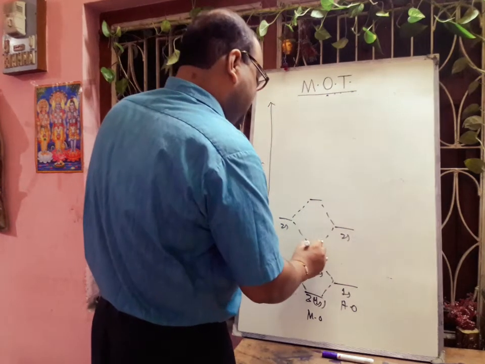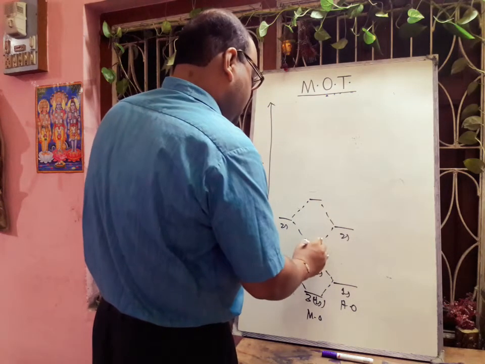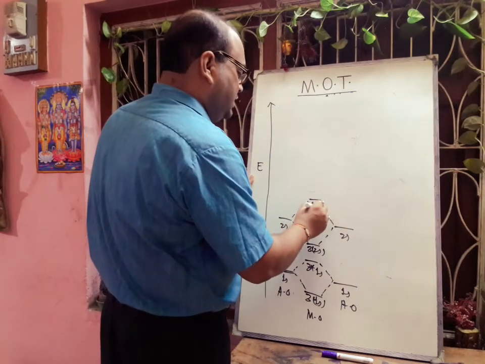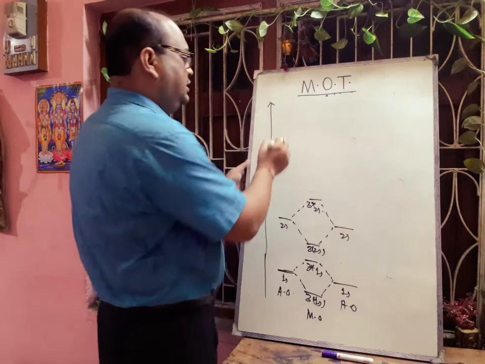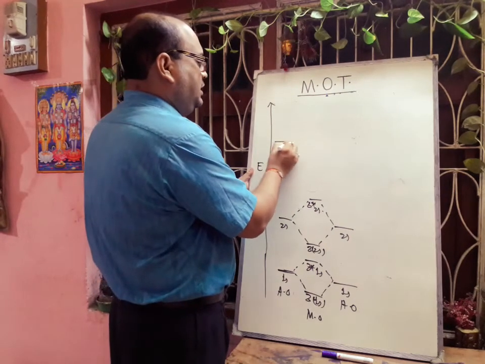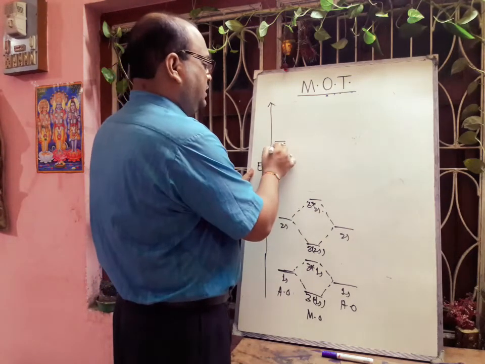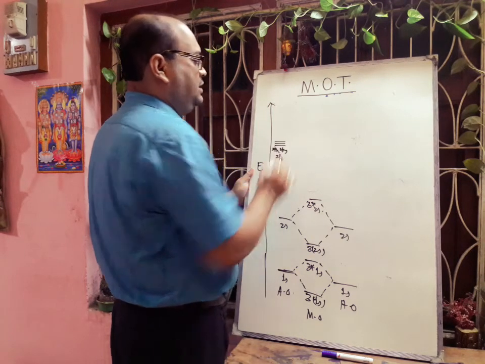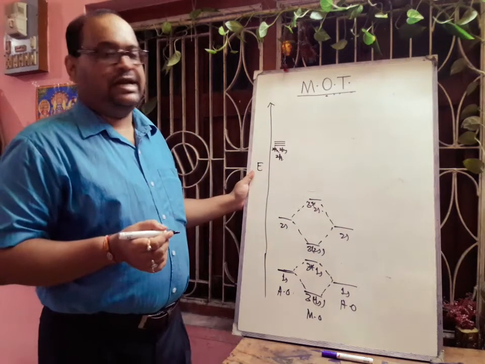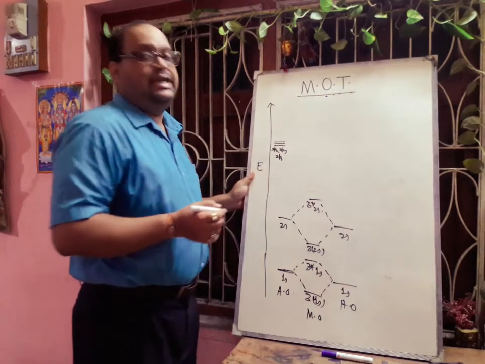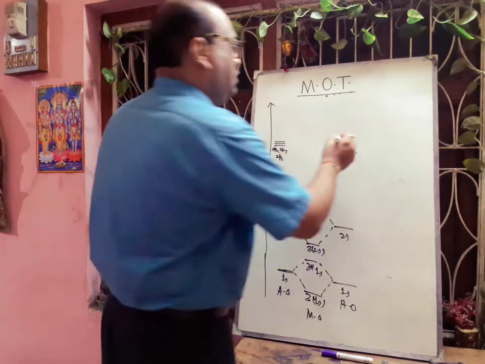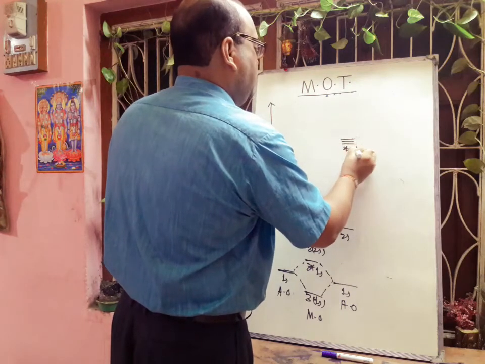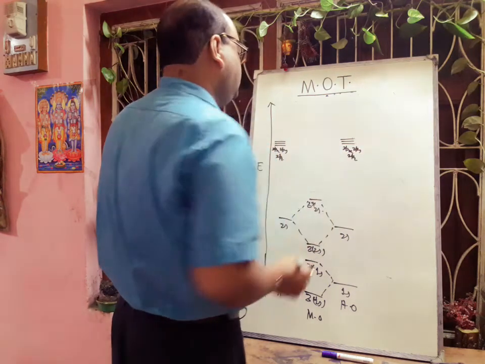So this one is called sigma 2s. This is the bonding molecular orbital, and this one is the anti-bonding sigma star 2s. Then the three 2p orbitals will come, that means 2px, 2py and 2pz. They are degenerate atomic orbitals, because their energy is the same. So here also, on this side, the three orbitals 2px, 2py and 2pz will come.